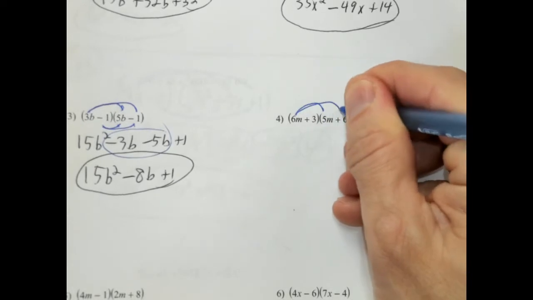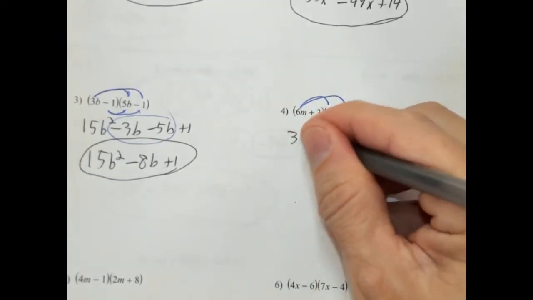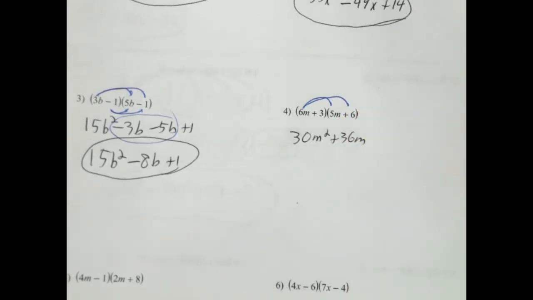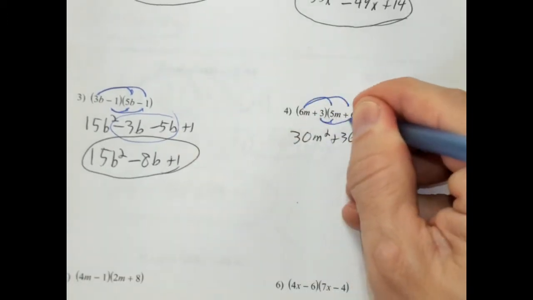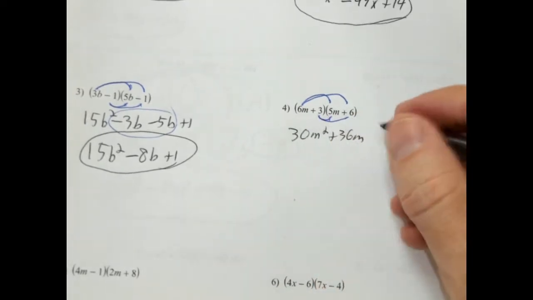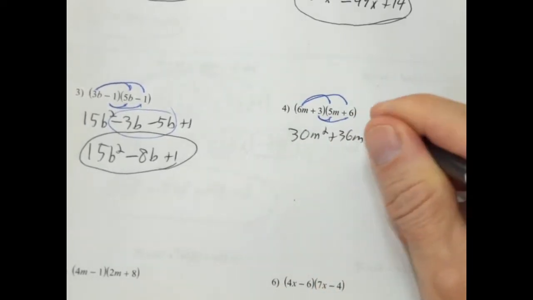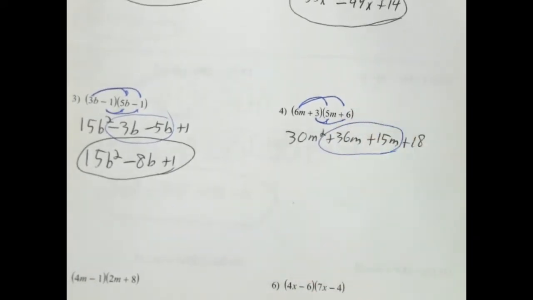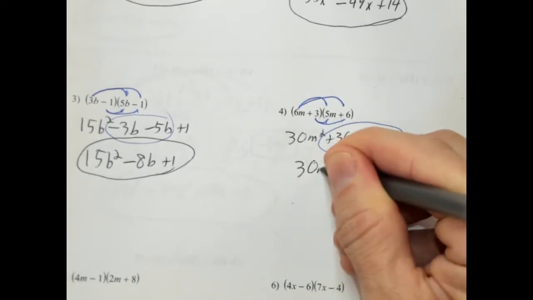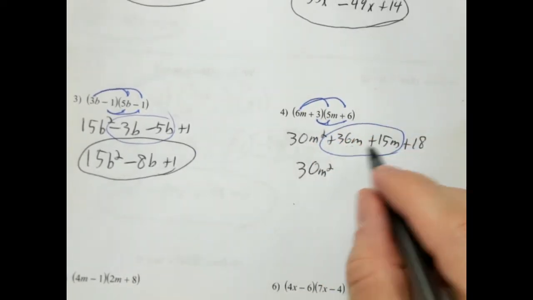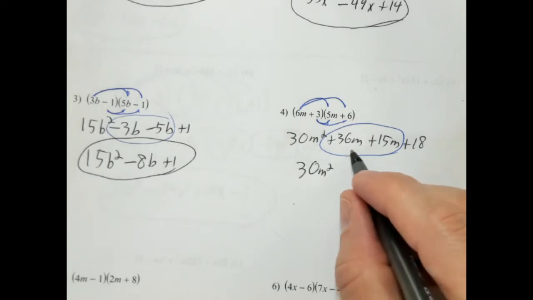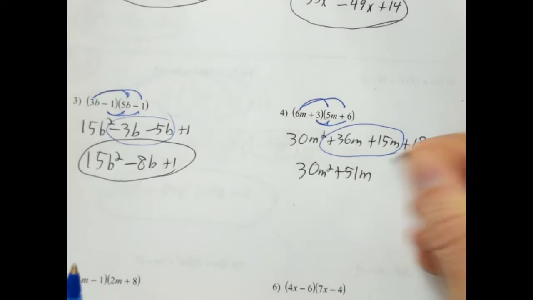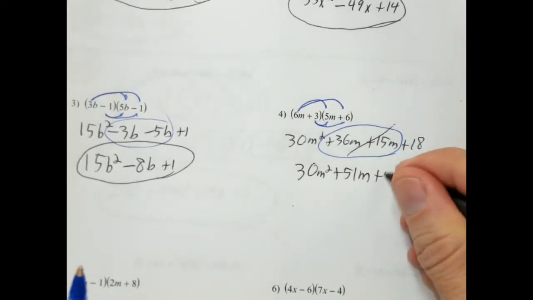6m times 5m, 6m times 6. 6m times 5m is 30m squared. 6m times 6 is going to be plus 36m. 3 times 5m is going to be, well, hold on. I'm getting ahead of myself here. 3 times 5m is going to be plus 15m. 3 times 6 is plus 18. Let's combine those. 30m squared. So 36 plus 15, let's see, that's going to be 51, I think, plus 51m, yep. And bring down the 18.